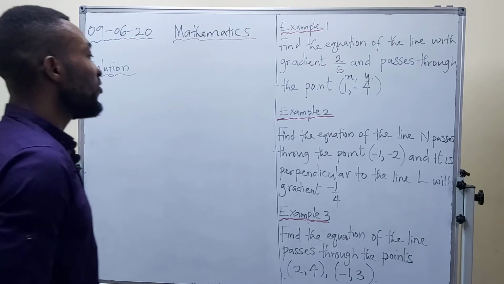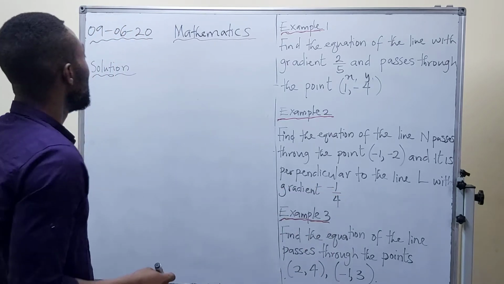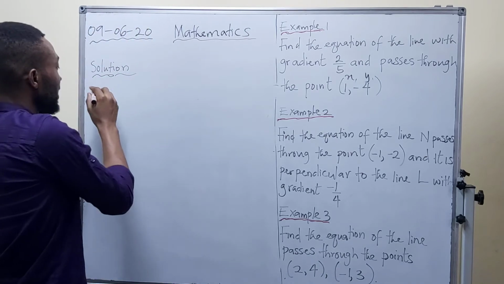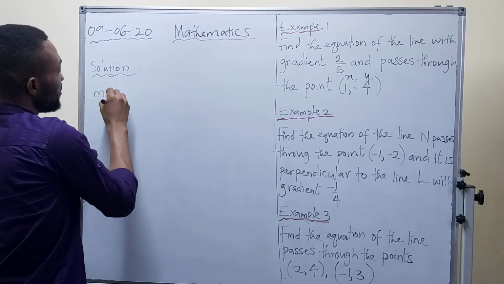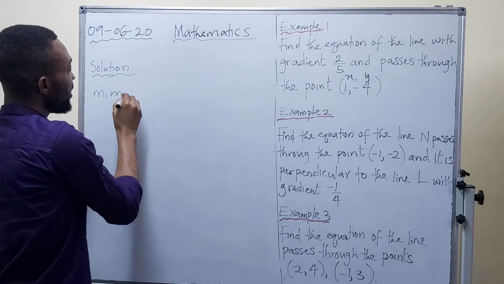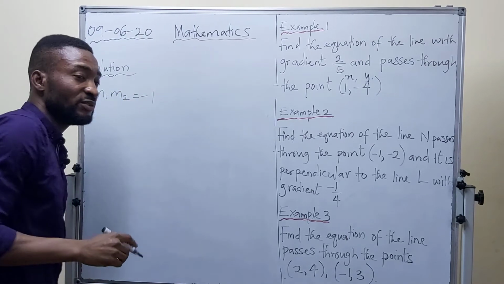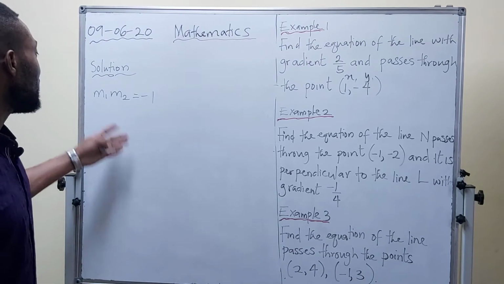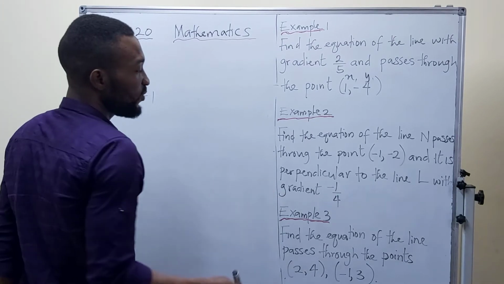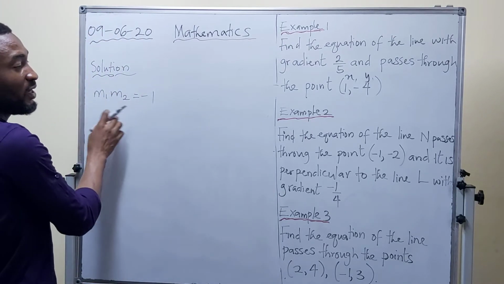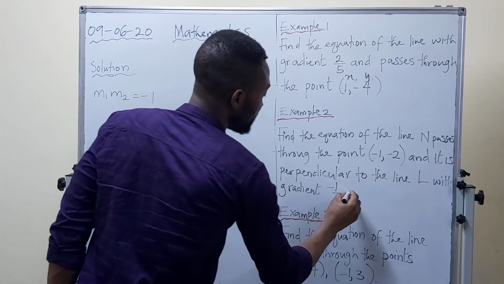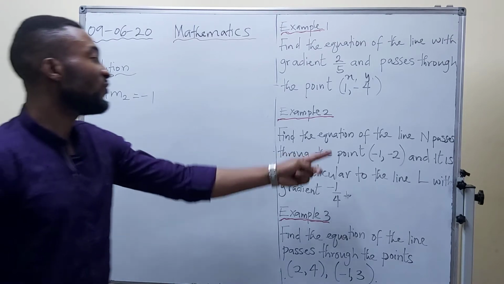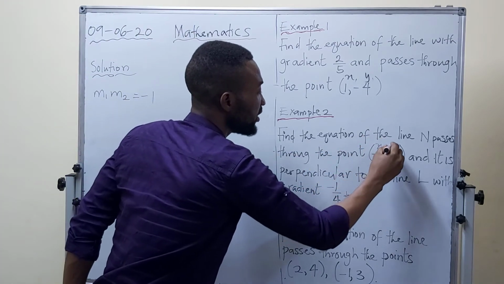So we have been given the gradient here. As you can see, this is n. And I told you the last time I wrote m1 times m2 is equal to -1. This is one of the formulas we are going to apply to solve this. So now if you look at this, we have been given one of the m here, which is -1/4, and we are given our x and our y.